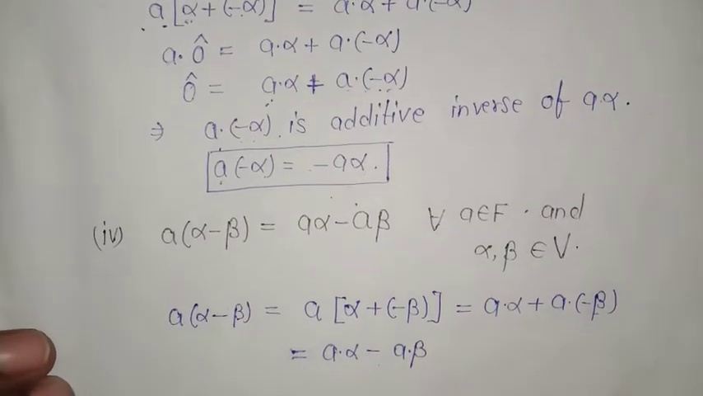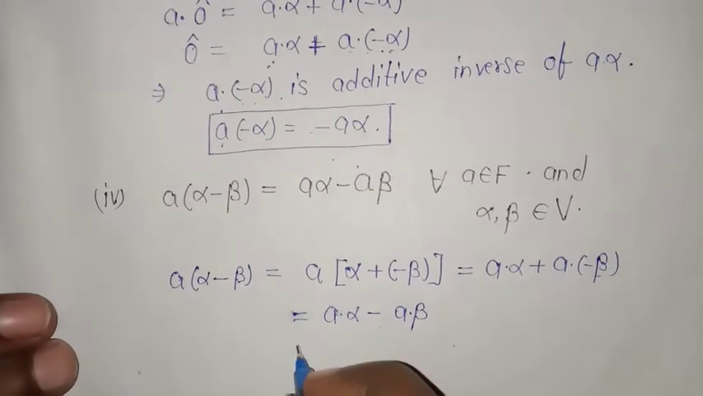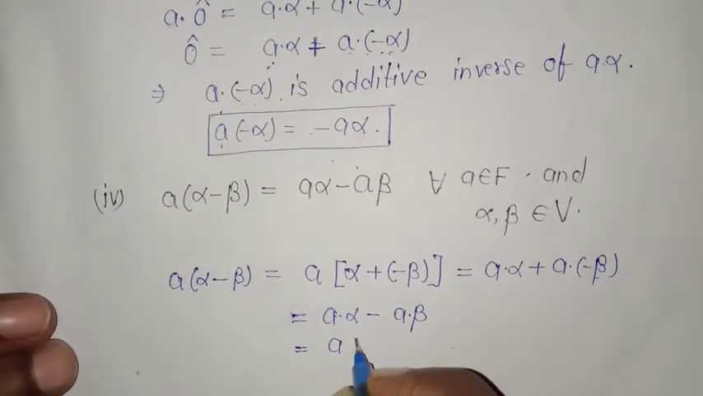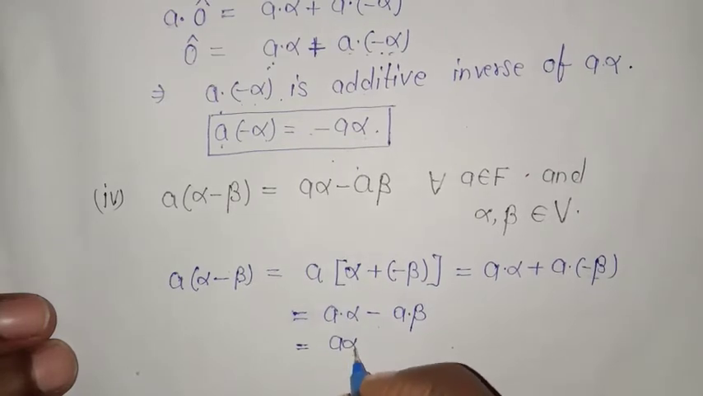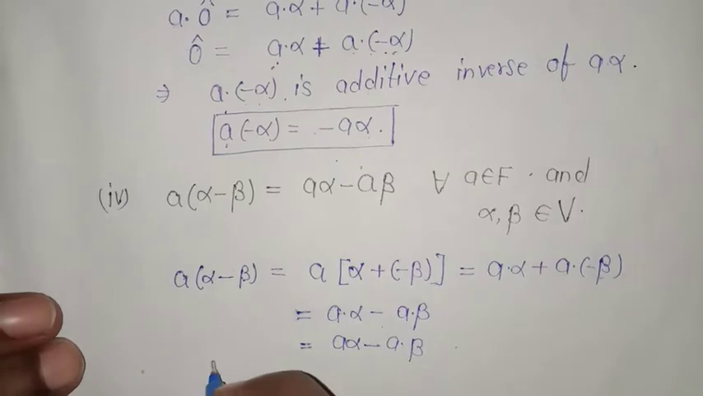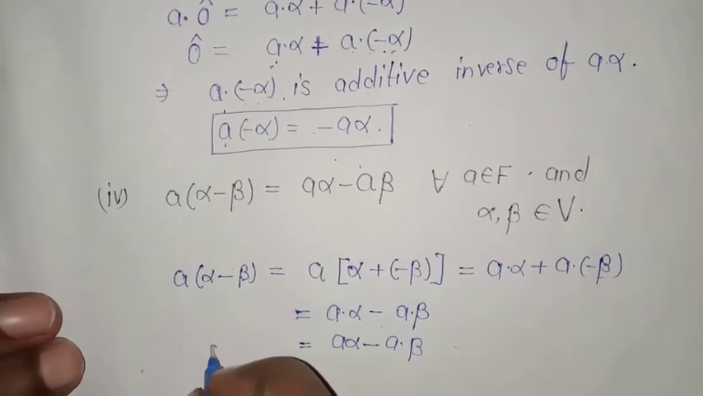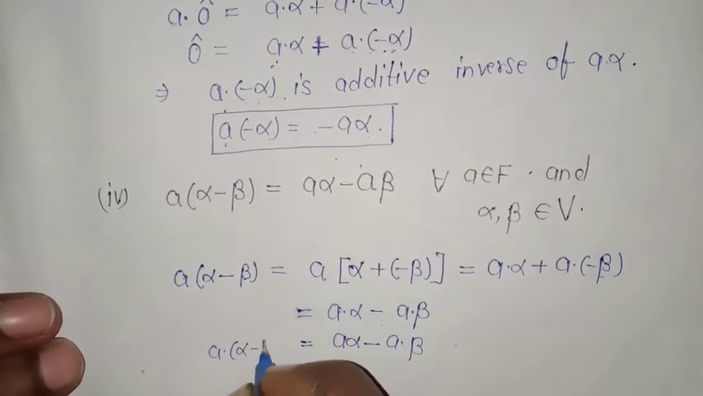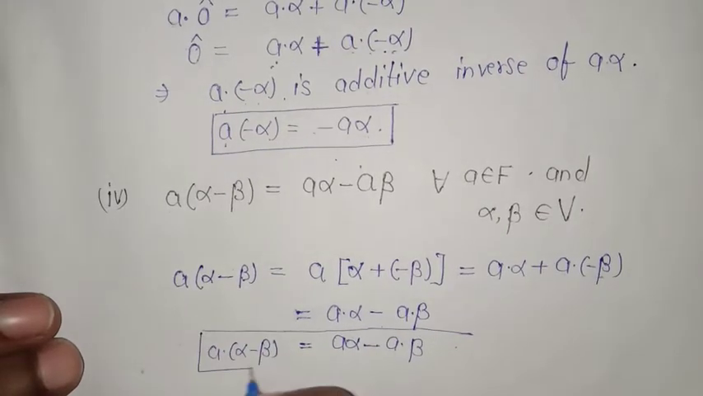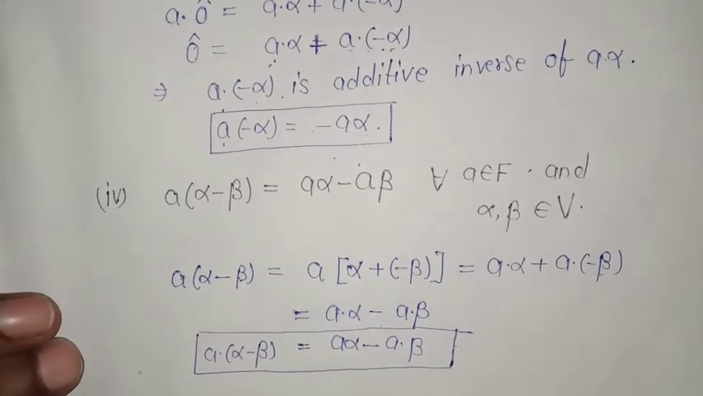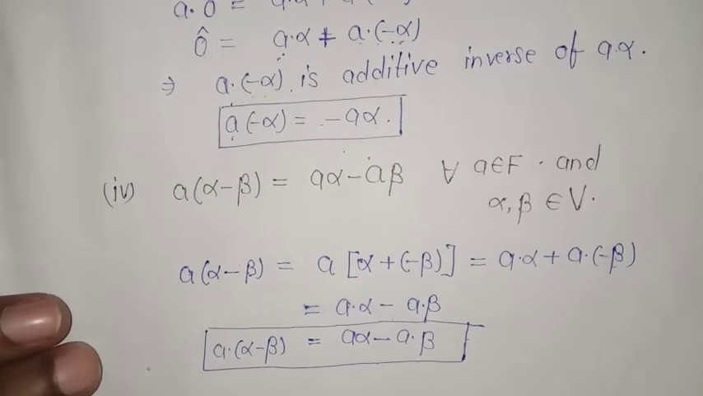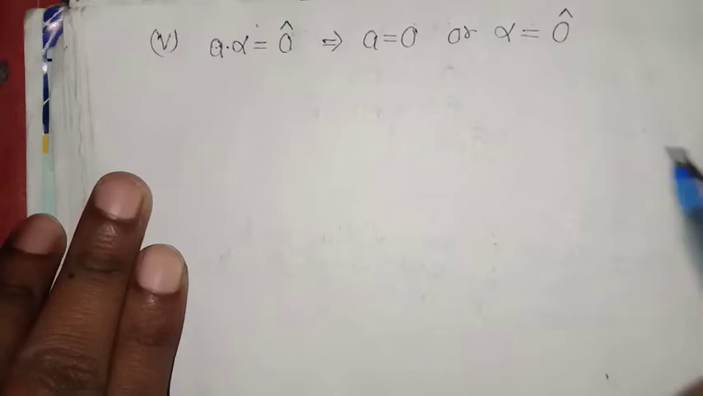I hope you are getting it. And if I take A as common, then this becomes A alpha minus A dot beta. And this is the thing that we need to prove, that is A dot alpha minus beta is equal to A alpha minus A beta. So this was nothing but just a property. That's why I am proving it. We will learn some more properties in this video. So let's move to our next property.